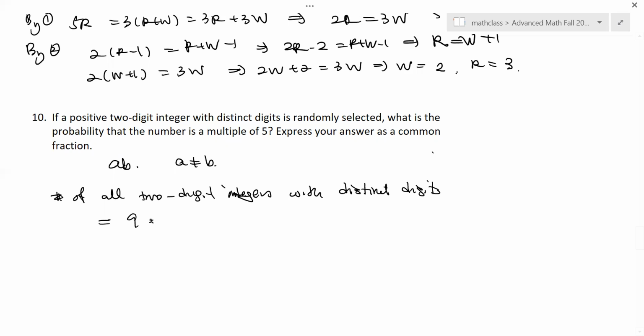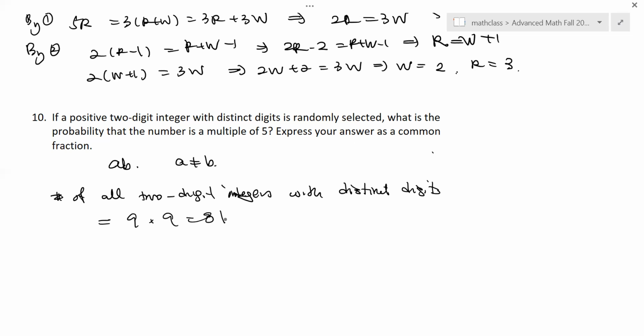Then the unit digit cannot be the 10th digit. So you already use the 1 digit, so only 9 digits left. And that's why it's 9. So there are 81 2-digit integers with distinct digits. My question is, among them, how many of them are multiples of 5?